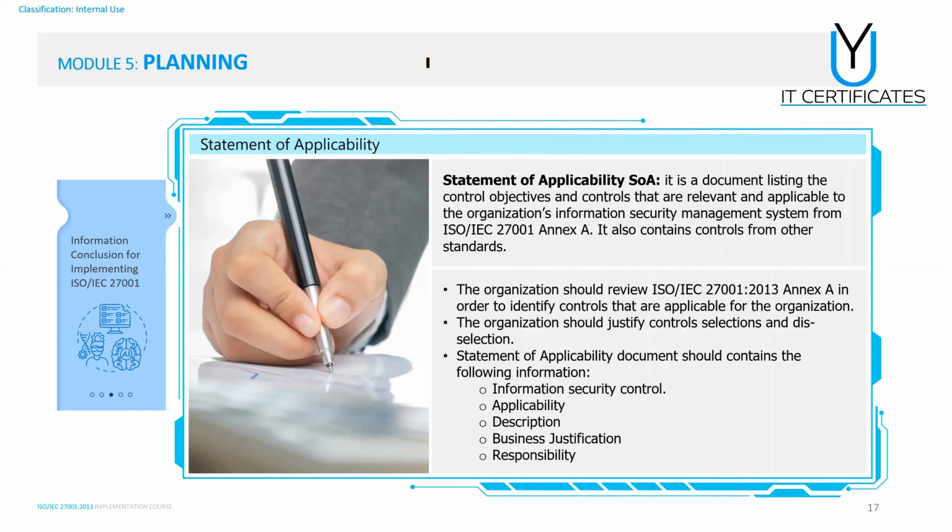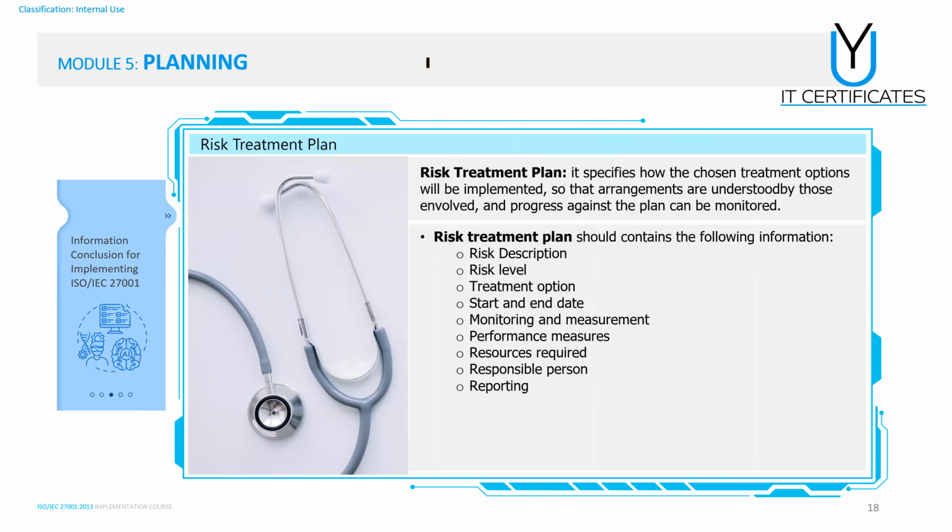Okay. Statement of applicability. We discussed this before, and I just give you a quick idea about it right now. The statement of applicability is a document in which you choose the controls from Annex A, and it will contain the justification: why did you choose these controls, or why did you drop these controls? Risk treatment plan. The risk treatment plan is a plan which shows how you will treat the risks which you figured out.